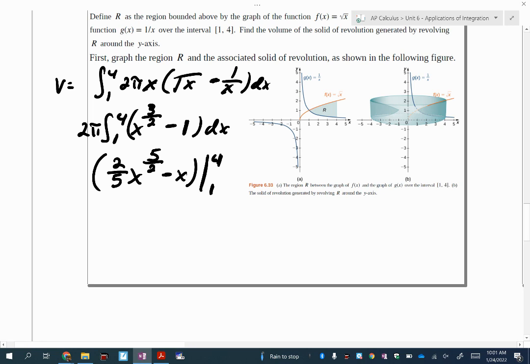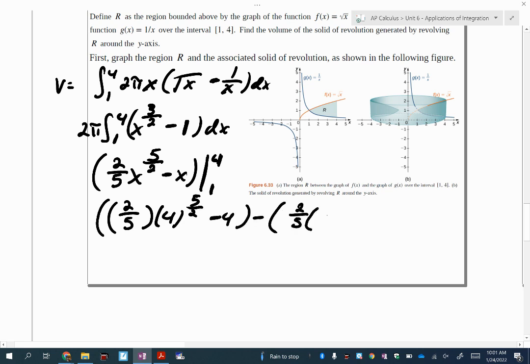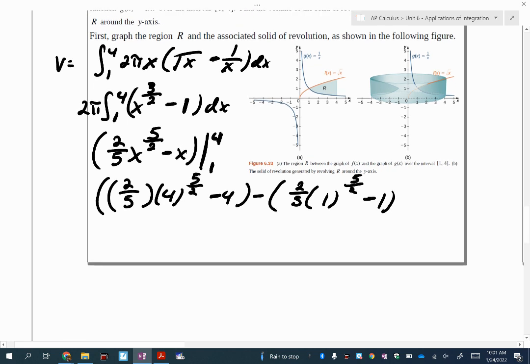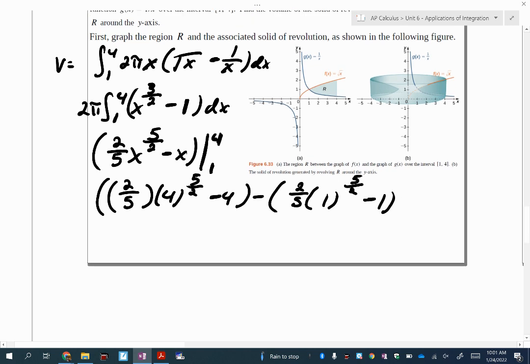All right, so I think I can do this one mentally, but if you're worried about it, you always just use Desmos. So 2/5 times 4 to the 5/2 power minus 4 minus 2/5 times 1 to the 5/2 power minus 1. Okay, so square root of 4 is 2. 2 to the 5th power is 32. 32 times 2 is 64/5 minus 4. This one's going to be 1.